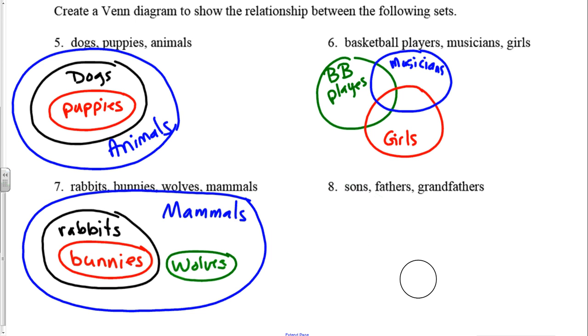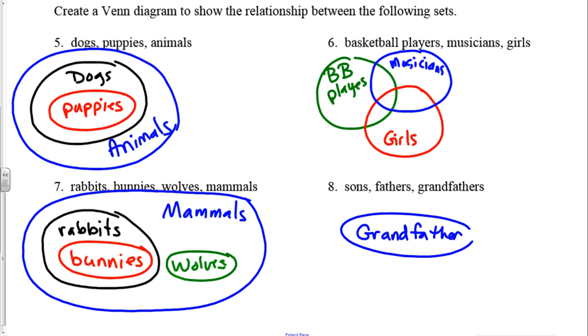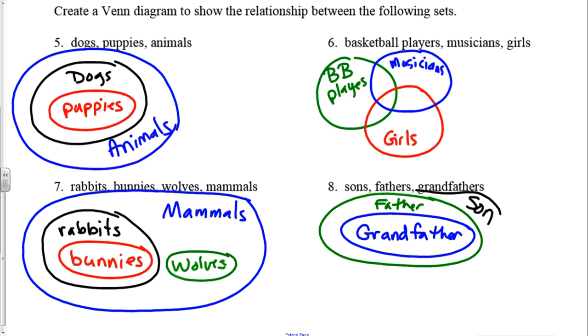Let's now talk about how we really do. What do we know about every single grandfather? In order to become a grandfather, the first thing you had to be was a father. So every single grandfather has to be someone's father. And before you were ever someone's father, you had to be someone's child, someone's son. So this is our relationship between sons, fathers, and grandfathers. Hopefully that makes sense. Moving on to the next page.